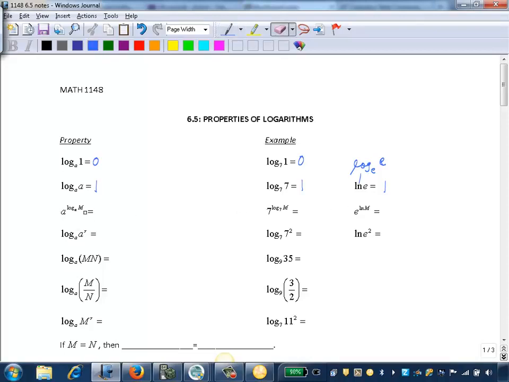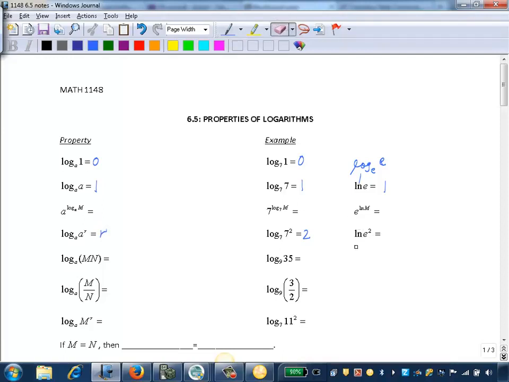Now let's skip the third one here for a second and come back to it. Let's look at the next one here. Log base a of a to the r power. So here's an example. Log base 7 of 7 squared. So this is asking for 7 to what power would give us 7 squared, or what power of 7 would give us 7 squared. So we know that would be a 2. So the observation here is when the base of the log is the same as the base of the argument, your answer will be the exponent of that argument. So more generally, log base a of a to the r power is just r.